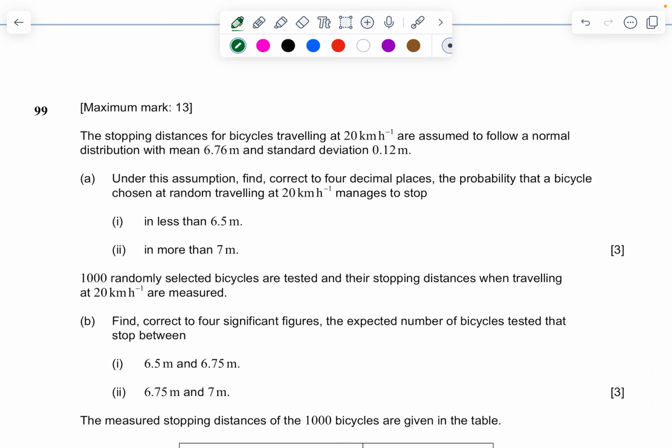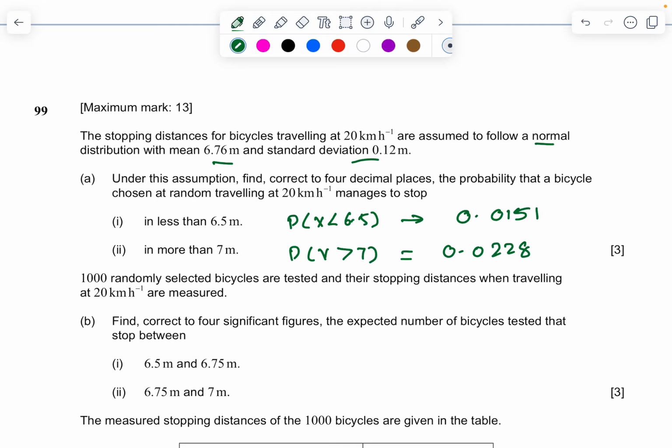Question number 99. The stopping distance for bicycles traveling at 20 kilometers per hour is assumed to follow a normal distribution with a mean and a standard deviation. Probability of x less than 6.5. Use the graphing calculator. You should be getting 0.0151. Probability of x greater than 7. For this one, answer should be 0.0228.